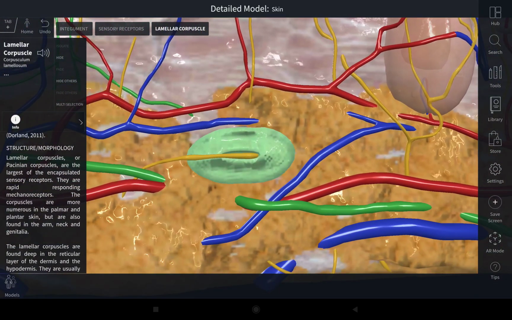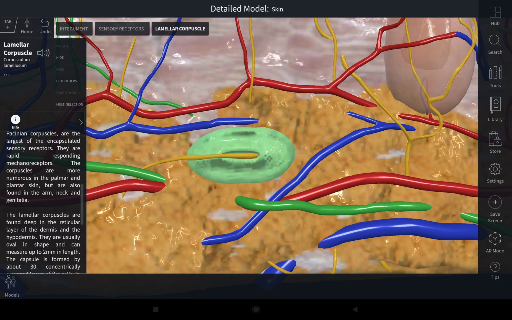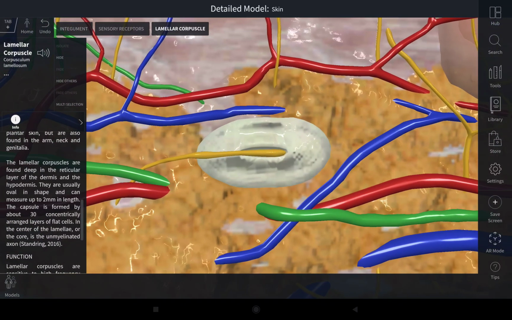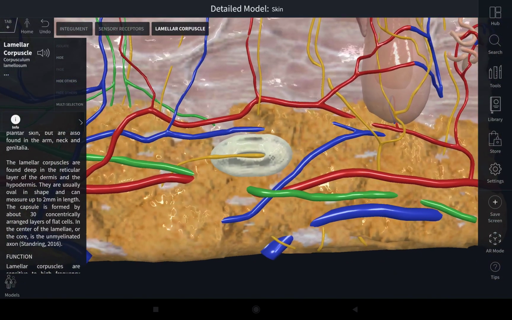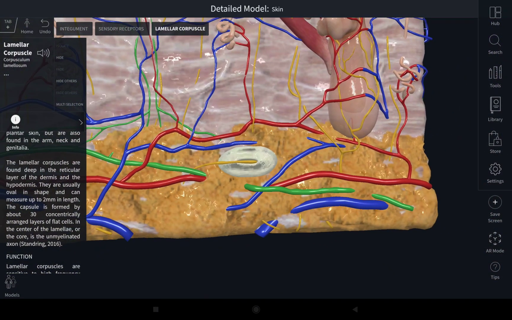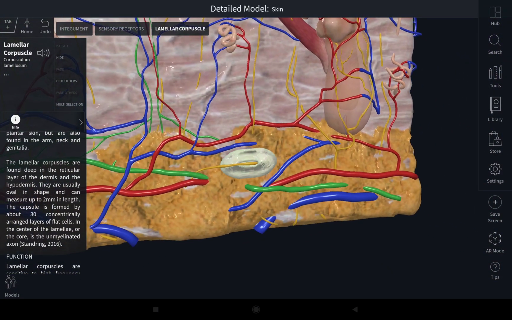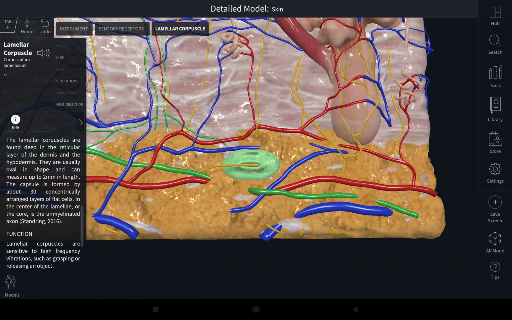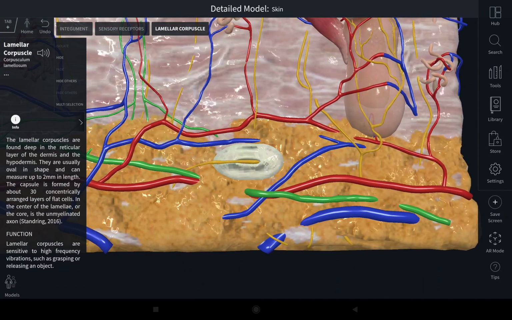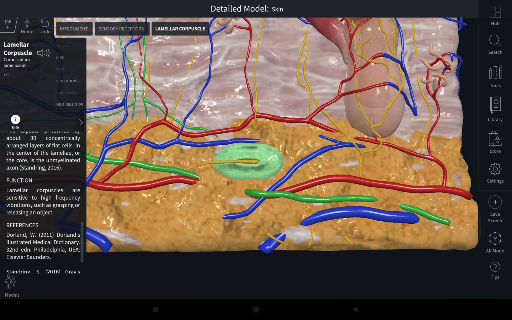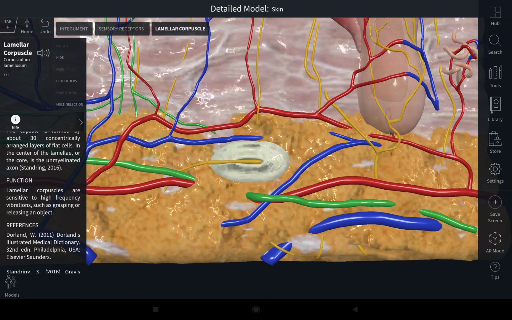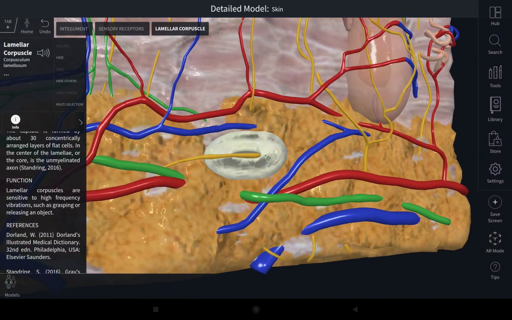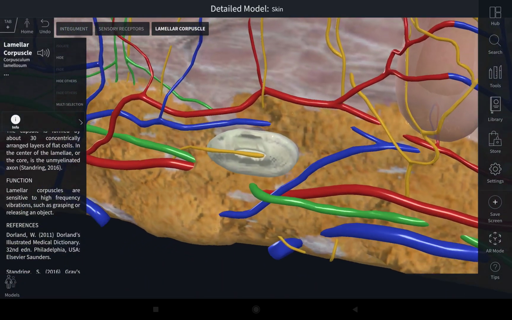The lamellar corpuscles are found deep in the reticular layer of the dermis and the hypodermis. They are usually oval in shape and can measure up to 2 mm in length. The capsule is formed by about 30 concentrically arranged layers of fat cells. In the center of the lamellae, or the core, is the unmyelinated axon. Function of lamellar corpuscles: they are sensitive to high frequency vibrations such as grasping or releasing an object.